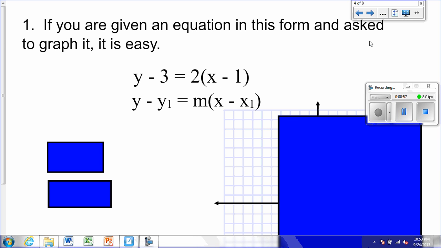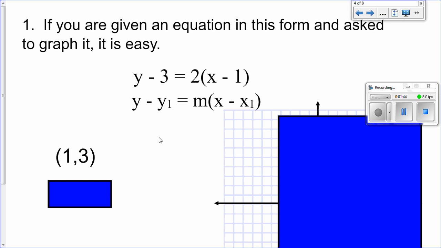If you're given an equation in this form and asked to graph it, it's easy. Here's an equation, y minus 3 is equal to 2 times the quantity x minus 1. It is in point-slope form, and in order to graph a line, we need to know at least one point and the slope. So if you look at the equation, our coordinate for one point is going to be (1, 3), (x1, y1). Now you do have to be careful here and notice that it's minus here. It's not plus. So in this case, if we had, for example, y plus 3, the coordinate would be (1, negative 3). Remember, it's kind of the opposite you have to think of, and keep that in mind.